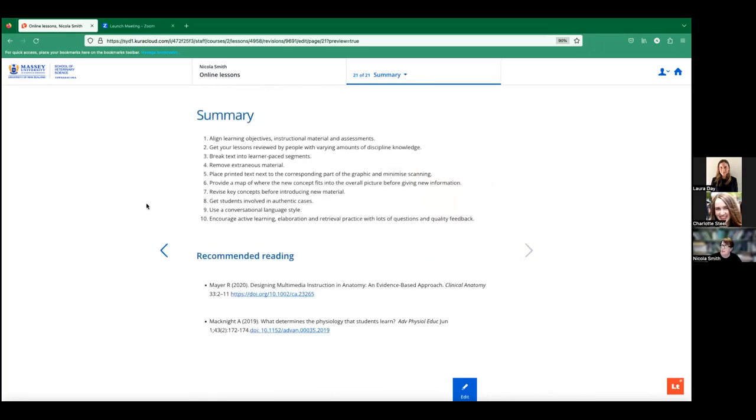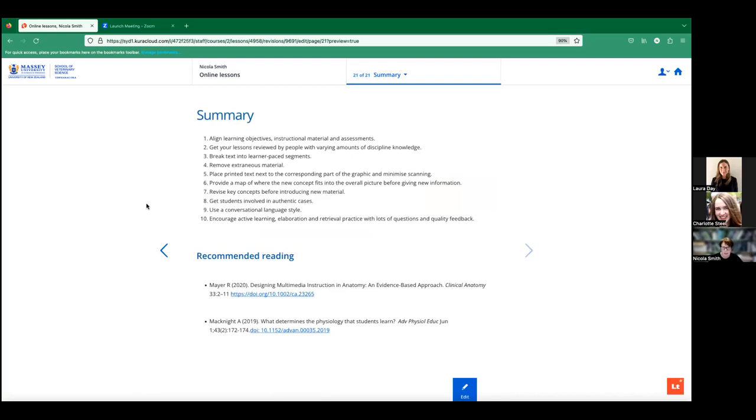Okay, so in summary, here's a few things that are worth thinking about. Get your learning objectives aligned, constructively aligned with your material and assessments. Review as much as possible, especially with people that are a little bit closer to your target audience. Break things into segments and tell that story.